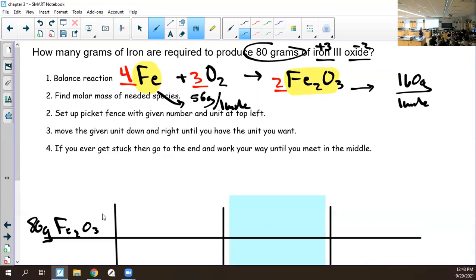Okay. So all of you did something very predictable. When it says start with the given number and unit, that's the one from the sentence, not the ones we found from the periodic table. The sentence said, how much is required to produce 80 grams? The start will always be given to you as part of the sentence in the problem. Does that help? The other two masses we find on the periodic table and we use them.